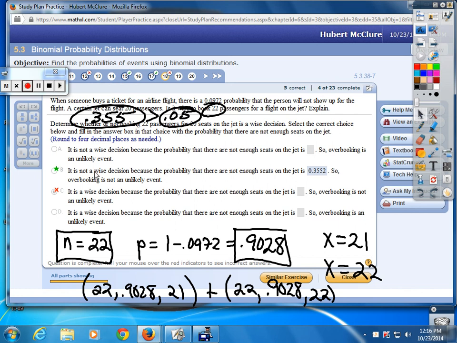Okay, I'll give you the answer. It is not a wise decision. Well, we all agree on that because I believe that the 2 people are going to show up because they got a 40% chance, 36% chance of showing up. I don't know what they're saying. They're saying that the probability that there are not enough seats, so overbooking is not an unlikely event. Not an unlikely. That would mean what? That means likely. Why don't they just say likely?